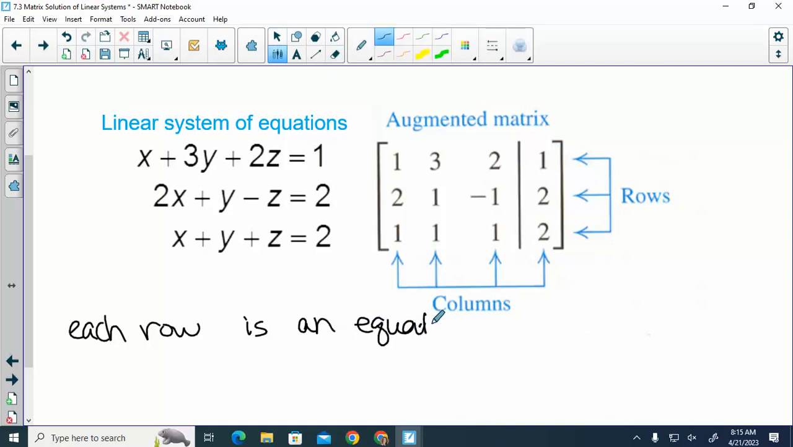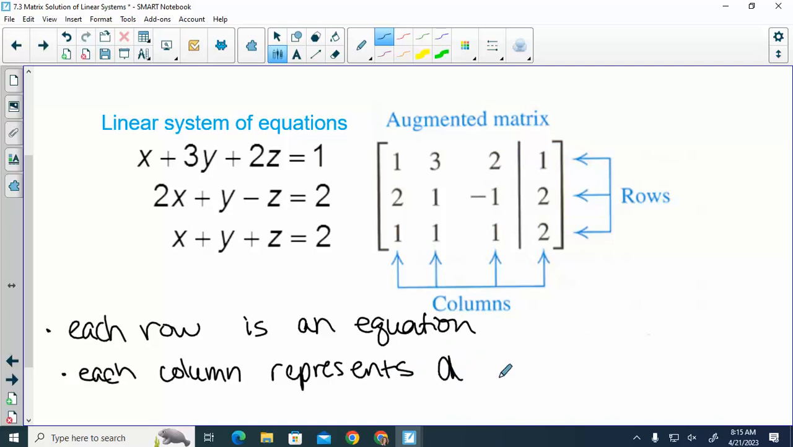You don't necessarily have to. We're going to do some examples of it in a second. So each row represents an equation. Each column represents, let's just say, a variable.